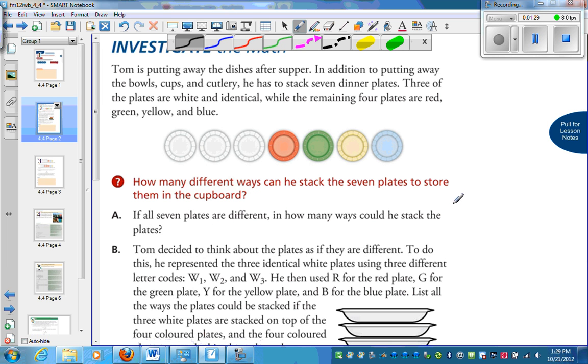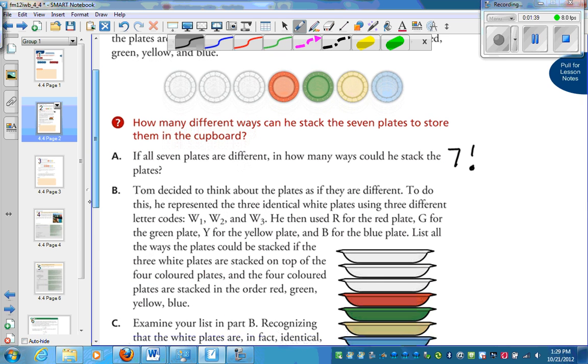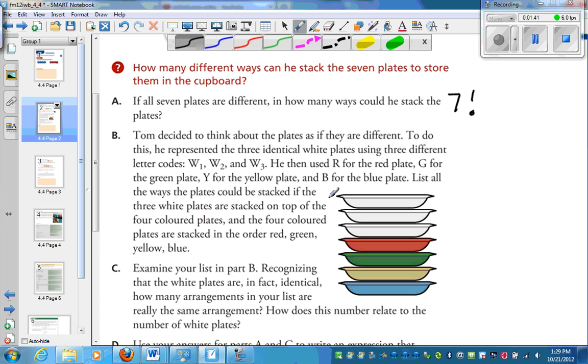Well, he'd have 7 choices for the first position and 6 and 5 and 4. We already know that that would be 7 factorial. He decided to think about the plates as if they are different. To do this, he represents the 3 identical plates using 3 different codes, W1, W2, W3. He then used R, G, Y, and B. List all the ways the plates could be stacked. The 3 white plates are stacked on top of the 4 colored plates, and the 4 colored plates are stacked in the order red, green, yellow, and blue.